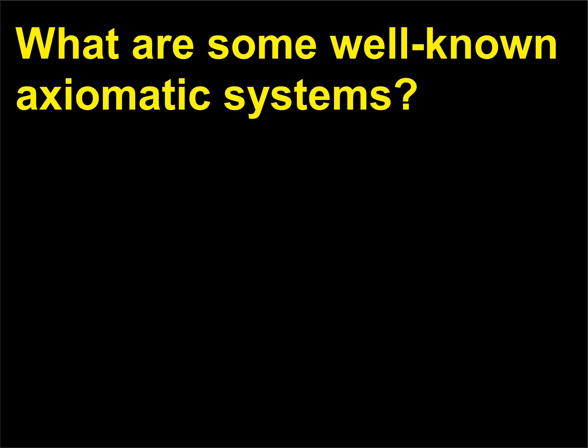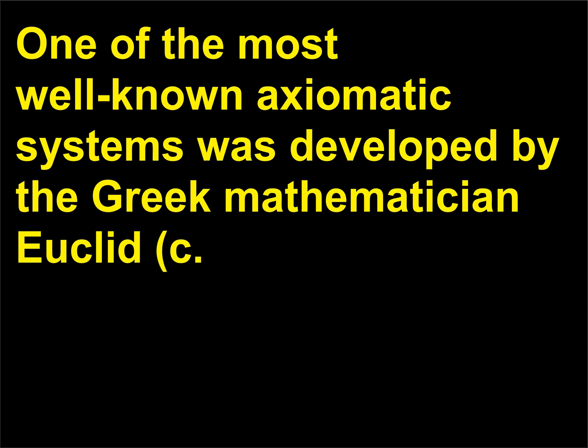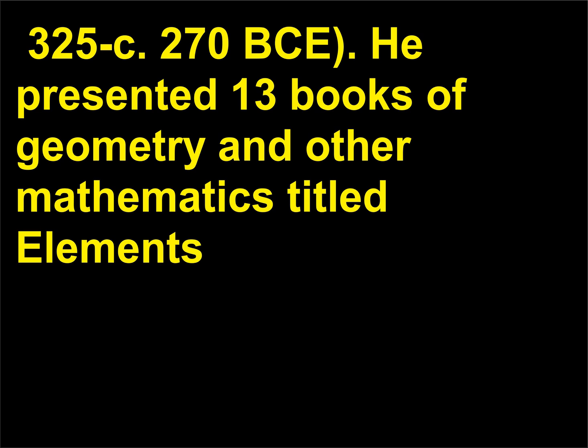One of the most well-known axiomatic systems was developed by the Greek mathematician Euclid, c. 325 to c. 270 BCE. He presented 13 books of geometry and other mathematics titled Elements, or Stoichion in Greek.